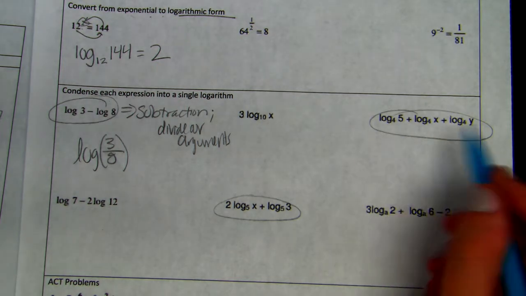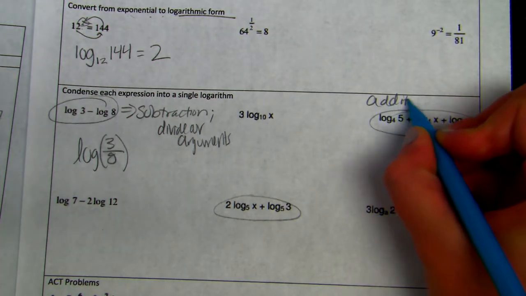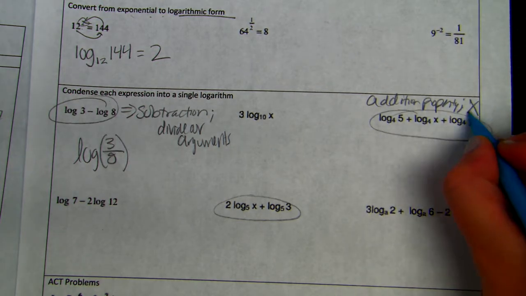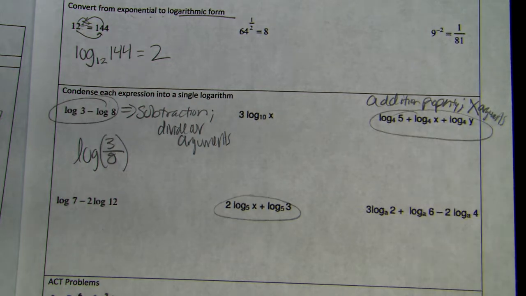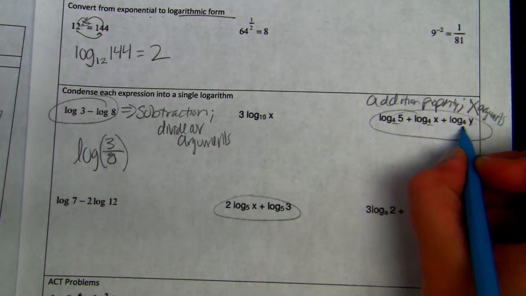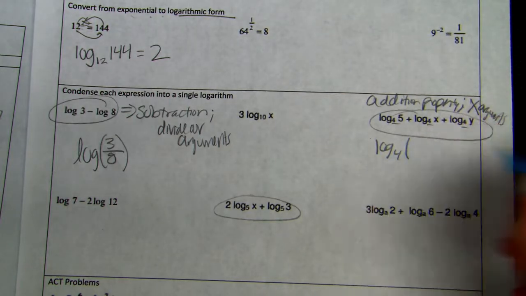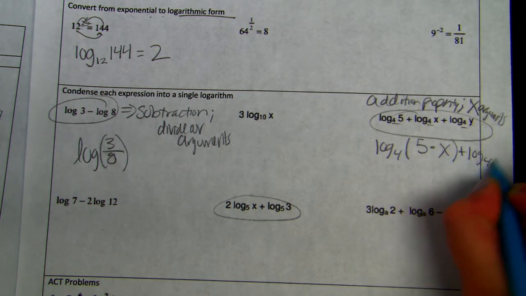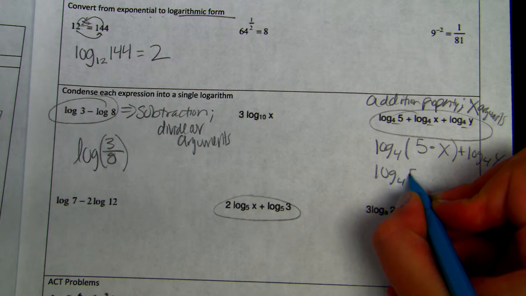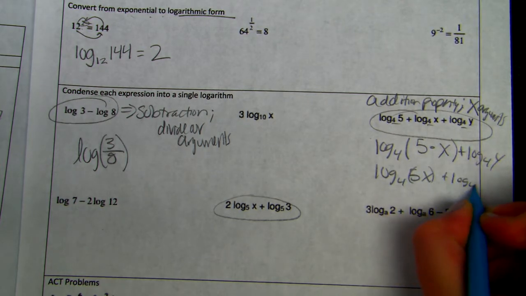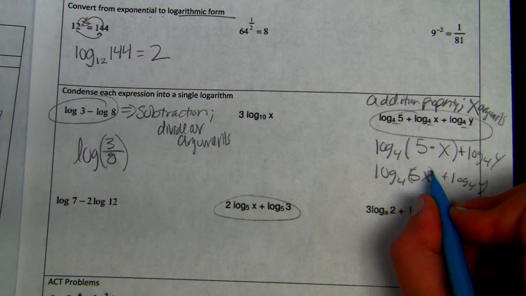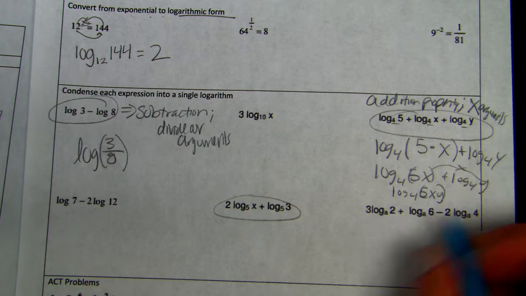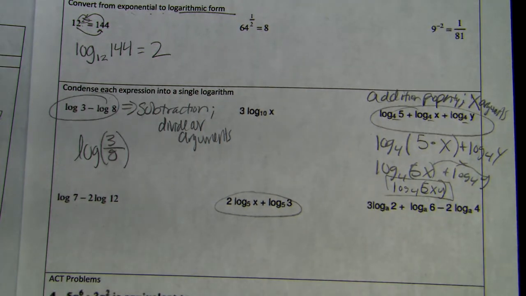Moving on to this one, this is a 3-parter. So this is using the addition property. That means that we multiply our arguments. So I'm going to have, remember we need to check to make sure our base is the same, which it is. So I have log base 4 of 5 times x plus log base 4 of y. So I have a log base 4 of 5x plus log base 4 of y. I once again would want to multiply those. So I have log base 4 of 5xy as my final answer.